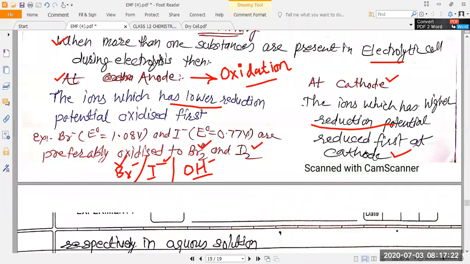So these were the examples when we take an inert electrode, and when we take an active electrode in an electrolytic cell, the product of electrolysis depends upon their nature.